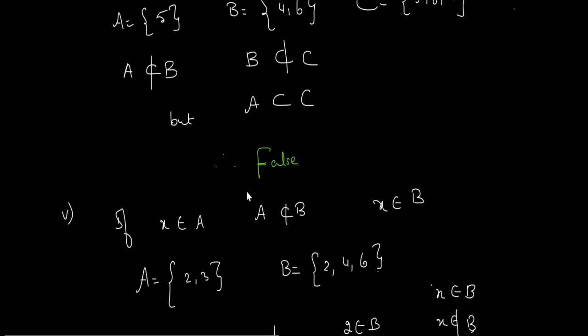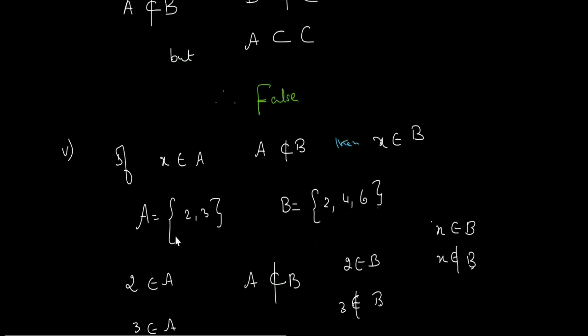Next one, question number 5. The next statement: X belongs to A and A is not a subset of B, then X belongs to B. Okay, that's what we are going to check. So X belongs to A. Take some number. Suppose X is 2. 2 belongs to A. And A is not a subset of B. I have taken B as {2, 4, 6}. So 3 is not there. So A is not a subset of B.